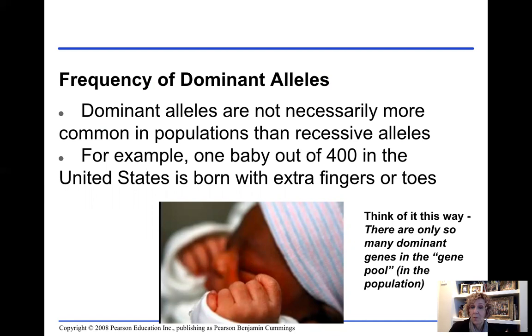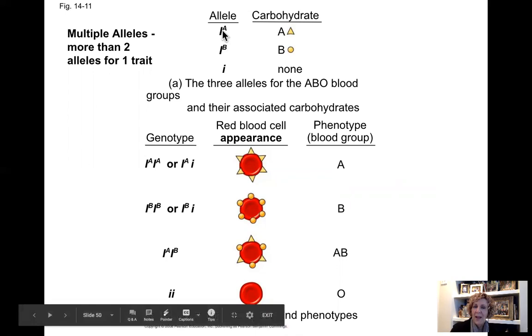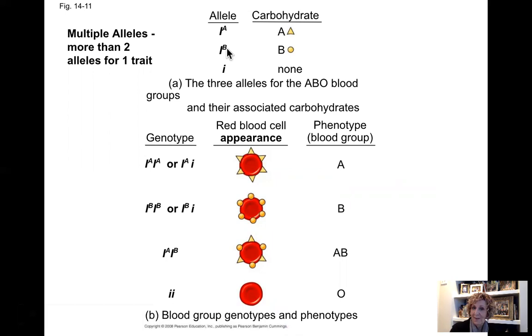So, multiple alleles. We've talked about blood types, and this is a great hip pocket example for multiple alleles. Capital I is used for either the allele for A blood or B blood, and here are these little antigens on the surface. Little i is the allele for no antigen on the surface. So you can see the codominant situation here, but this is multiple alleles.